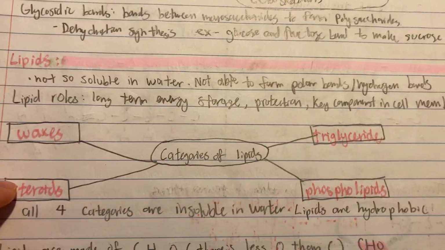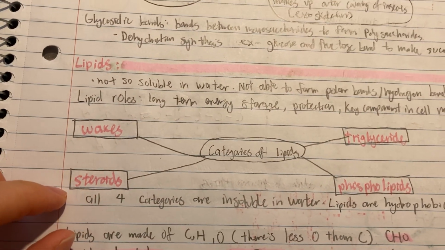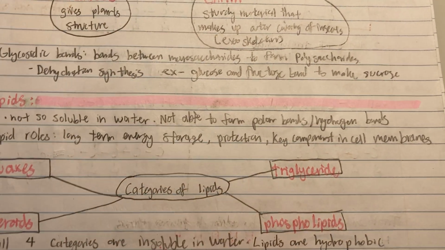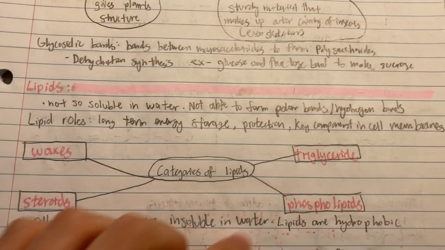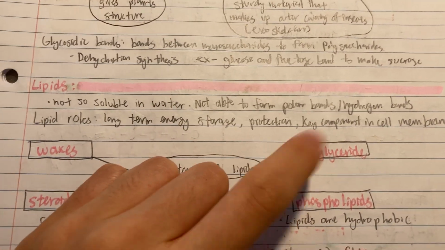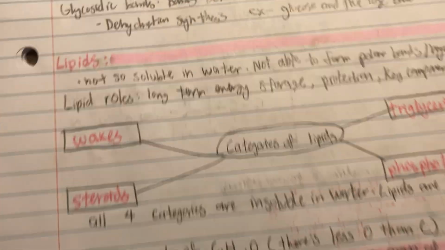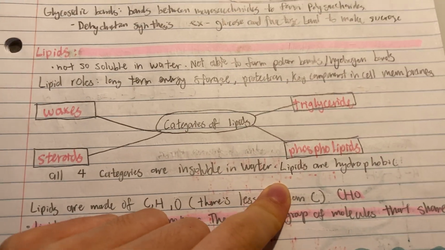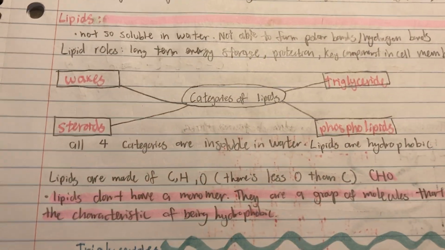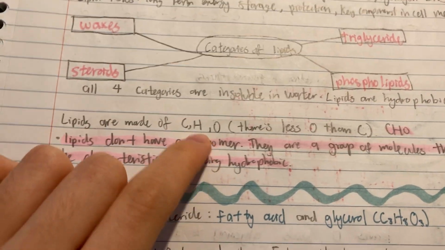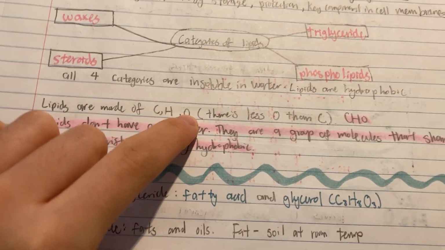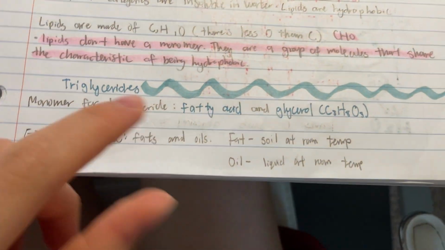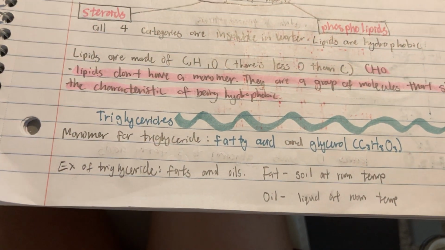So there's 4 categories of lipids that we need to know. Waxes, steroids, triglyceride, and phospholipids. The most important here that we need to know is triglyceride because it's also the most complicated, I guess. And all 4 of these share the fact that they're insoluble in water because lipids are hydrophobic. Okay, so lipids are made out of carbon, hydrogen, and oxygen. And there's less oxygen than carbon. And yeah, okay, so now we're going to talk about triglycerides.